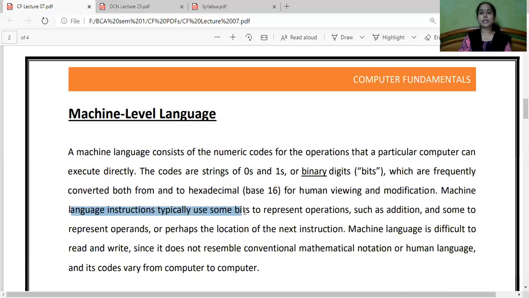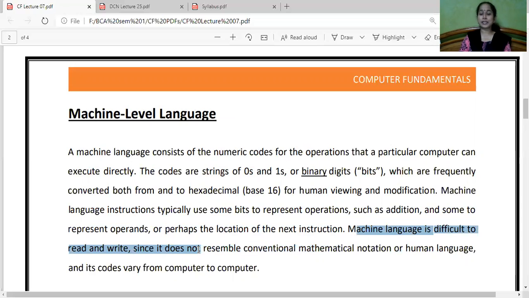Machine language instructions typically use some bits to represent operations such as addition and some to represent operands. Whenever there is an operation, it involves two things: operands and an operator. So if I write 2 plus 5, then 2 and 5 are the operands, and plus written in between 2 and 5 is an operator. And the operation is called addition. So this is an addition operation in which you are using two operands, 2 and 5, and the operator used is plus. Or perhaps the location of the next instruction.